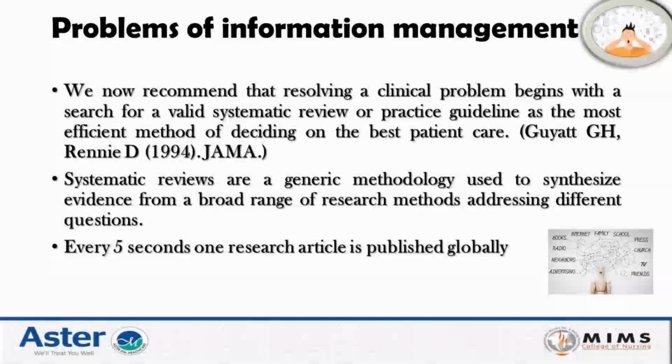Now we recommend that resolving a clinical problem begins with a search for a valid systematic review or practice guidelines as the most efficient method of deciding the best patient care. Guyatt and Rennie wrote this in JAMA in 1994. Systematic reviews are a generic methodology used to synthesize evidence from a broad range of research methods addressing different questions, which I have already explained to you. And everyone should remember that every 5 seconds, one research article is published globally.